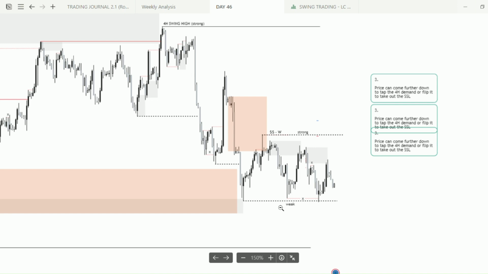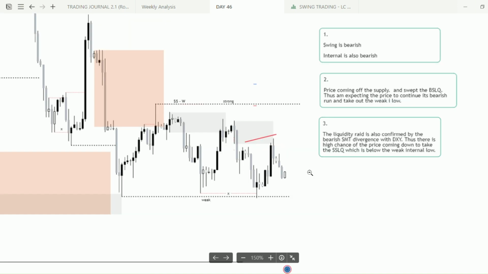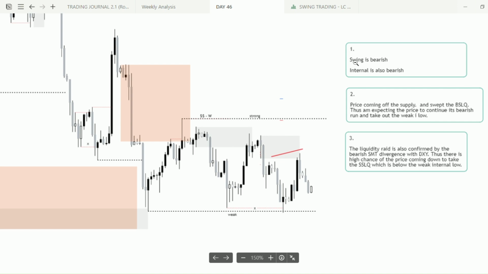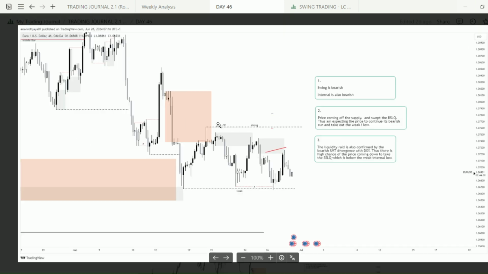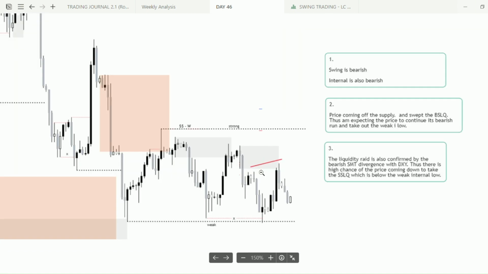This is a zoomed in version where I have marked some extra annotations for you. The swing is bearish, internal is also bearish. So price is coming off from the daily supply and struck the buy side liquidity. Thus, I'm expecting the price to continue its bearish trend and take out the weak internal low. We can also see that the price has swept this buy side liquidity, and there is an SMT divergence when compared to DXY. In DXY, price never took this liquidity, but in EURUSD, price took this liquidity and started to rally down.